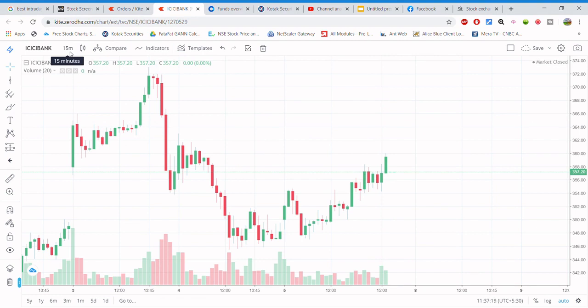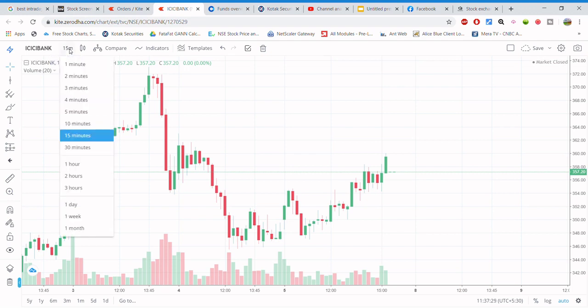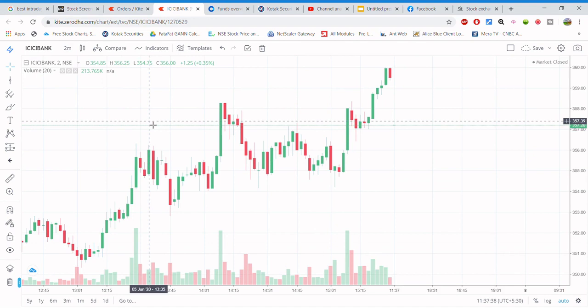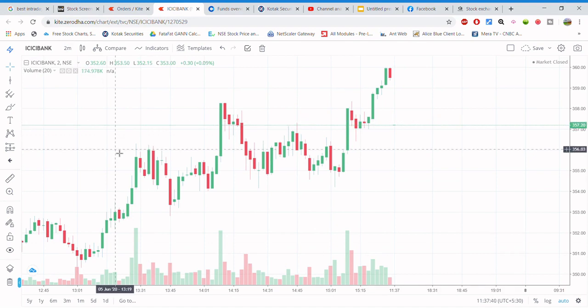Now, how am I going to take a position in intraday, which is very important, and when do I have to take the position? Generally, I go to this timeline. I don't go with the 1 minute, but I go with a 2 minute chart. Now, if you see this 2 minute chart, there are a couple of very interesting things I was able to find. Let me show you.